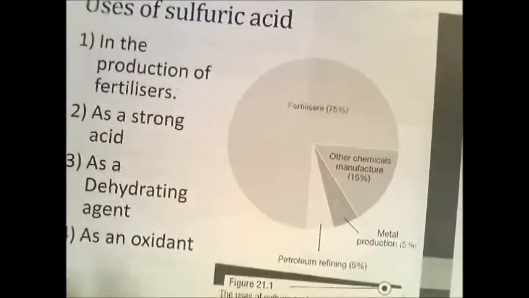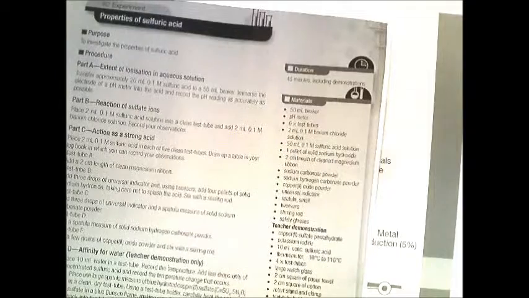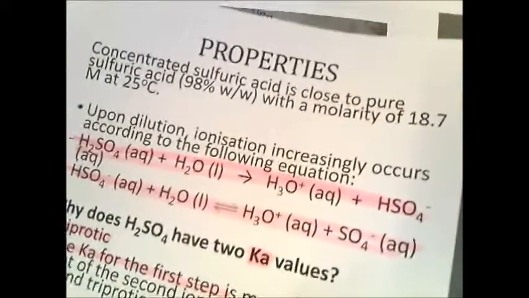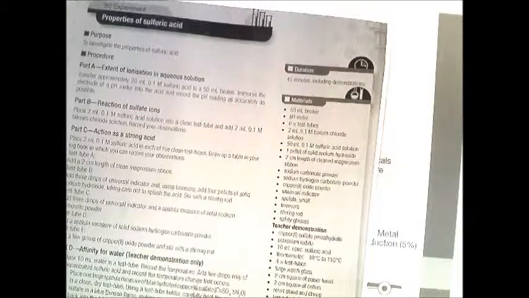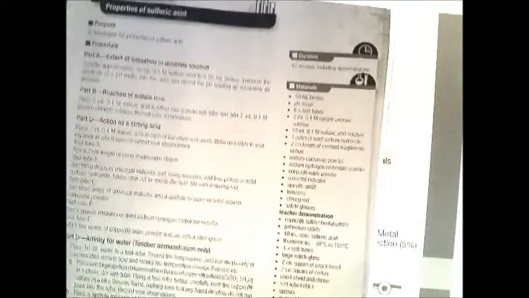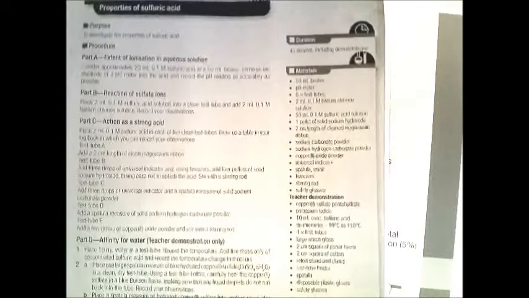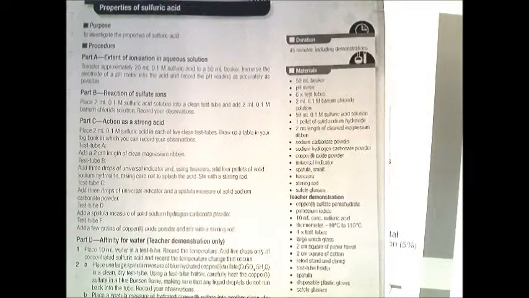Okay. Now the next thing is action as a strong acid. So that's one of the properties of sulfuric acid that we're going to talk about: the fact that it is a strong acid. Now we know the 6 different reactions of acids. I'm going to show you one as an example.